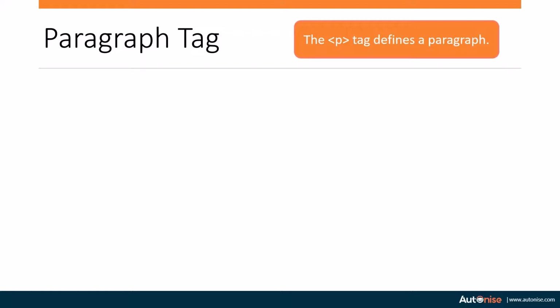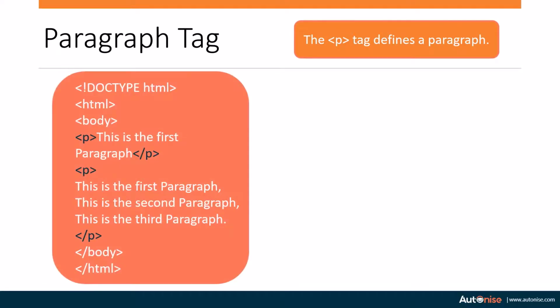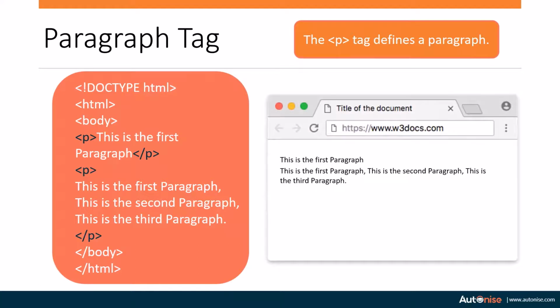After having a look at the heading tag, let's have a look at the paragraph tag. The paragraph tag, or the P tag, defines a paragraph. So let us have a look at how this code will look in a browser. As you can see, we have the first paragraph which has the content, this is the first paragraph, and it is displayed over here.